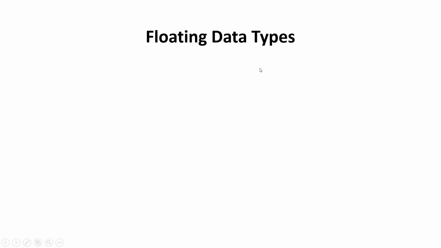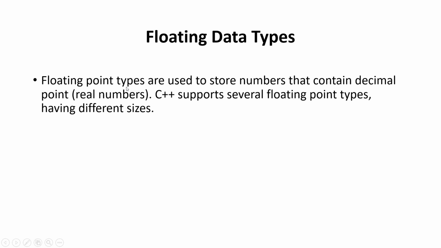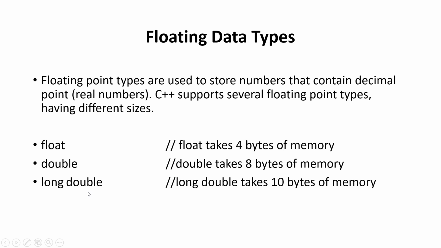Floating data type. Floating point types are used to store numbers that contain a decimal point, real numbers. Numbers which contain decimal points will be saved in floating data types. C++ supports several floating point types having different sizes: float, double, long double. Float data type takes 4 bytes of memory, double takes 8 bytes of memory, and long double takes 10 bytes of memory in the computer.